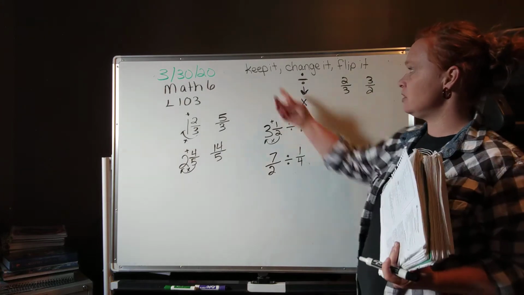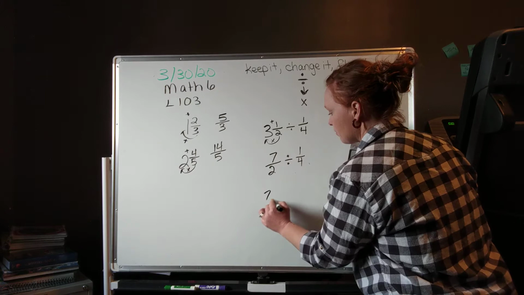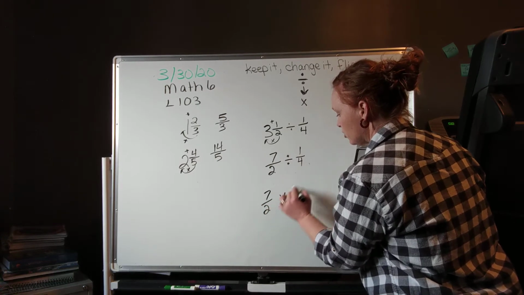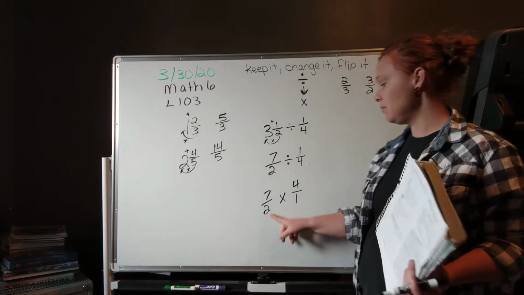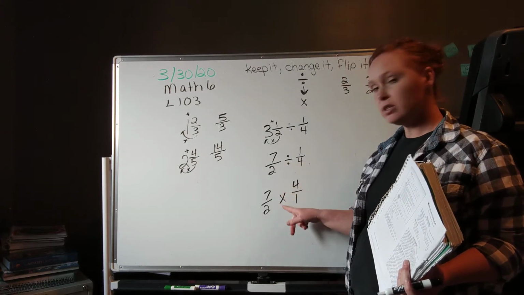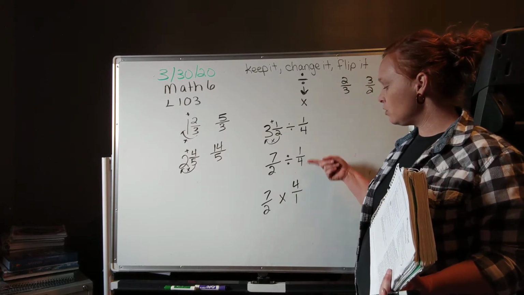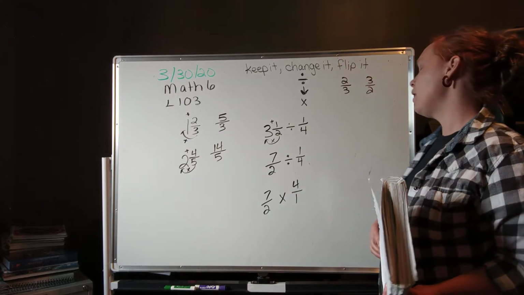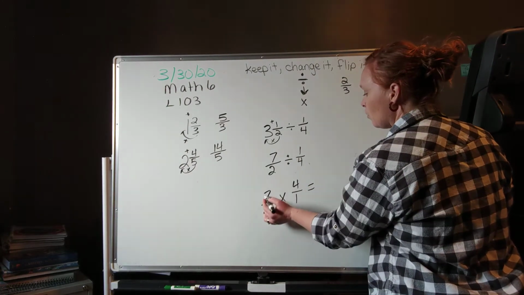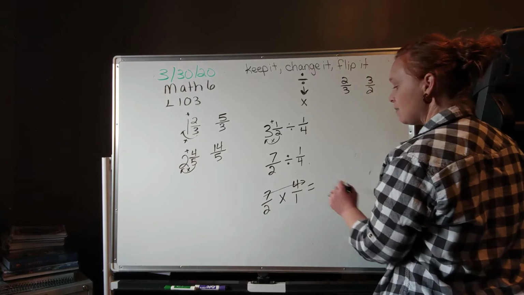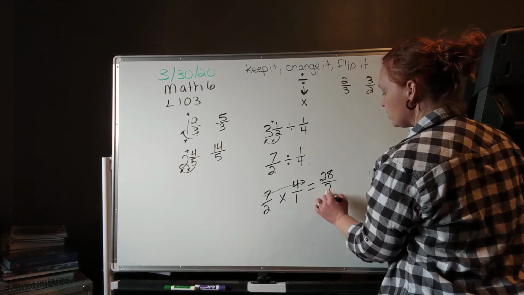And now we're ready to do keep it, change it, flip it. So keep it, change it, flip it. So we keep the first fraction, we change the sign from division to multiplication, and then we do the reciprocal, or we flip the fraction here. So now we're ready to do our multiplying. Multiply across the top. 7 times 4 is 28. 2 times 1 is 2.